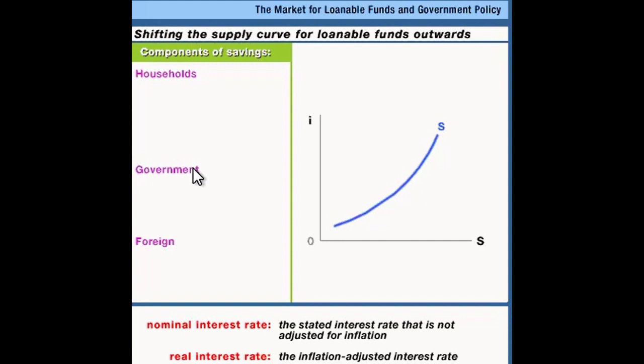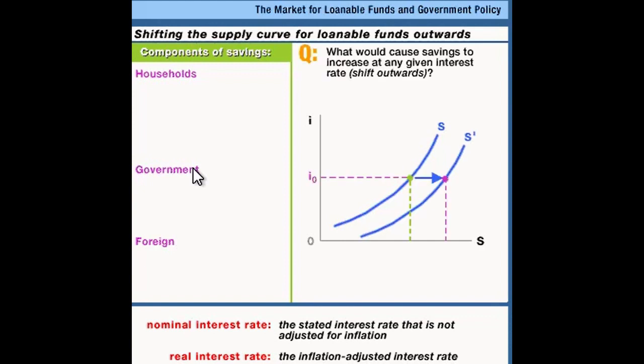Well, let's think about all the players whose behavior could lead to this shift. First of all, what would influence households to save more at any given interest rate? Suppose, first of all, people became fearful about the future and they decided that they needed to save more because they were afraid they might lose their jobs. Another thing that might happen is the government provide incentives to households to save more, like whenever you had the opportunity, beginning in the 80s, to have an individual retirement account or a 401k or a 403b. These government incentives encourage people to do more savings.